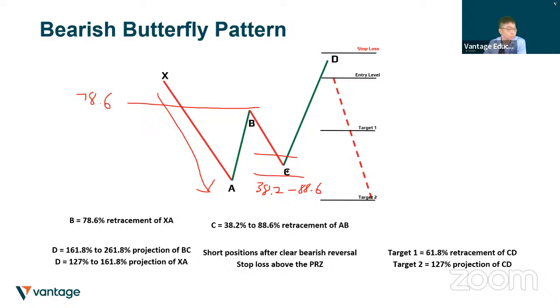So as I was saying, use the Fibonacci extension. That's the tool that you are using. So it's 161.8% to 261.8% here. After a very clear bearish reversal, you can take a short, stop loss above. Target 1 is the 61.8% retracement of CD, C and D. And target 2 is 127%. Please screenshot this down before we continue. I'll give you guys a moment.